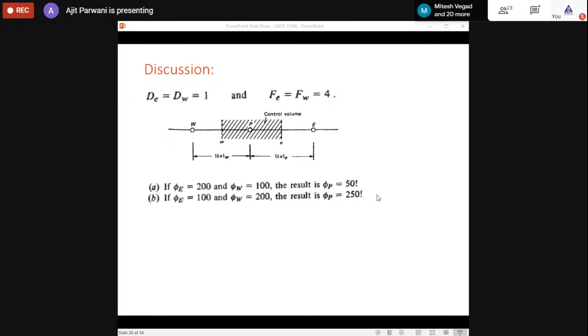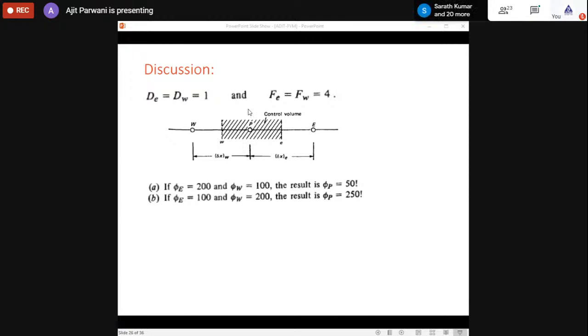Now let's examine another case. What is the other case? Suppose now phi W is equal to 200 and phi E is equal to 100. Then what is the value of phi P? If you solve this using DE, DW equal to 1 and FE, FW equal to 4, then you will get phi P equal to 250. So again, phi P comes greater than 200.